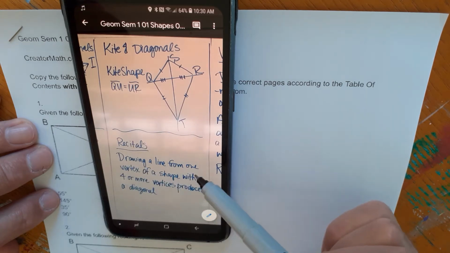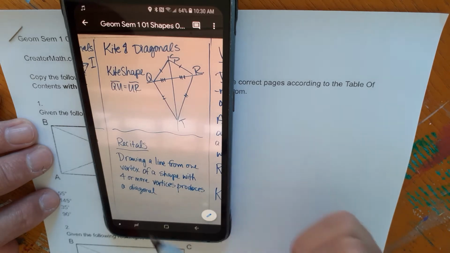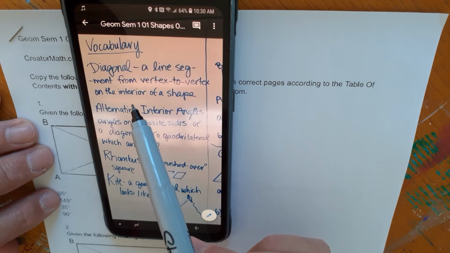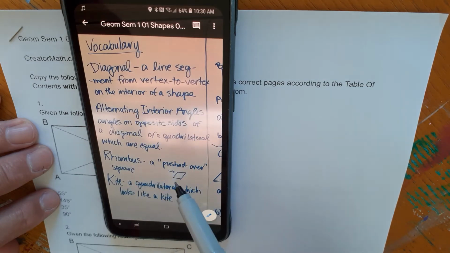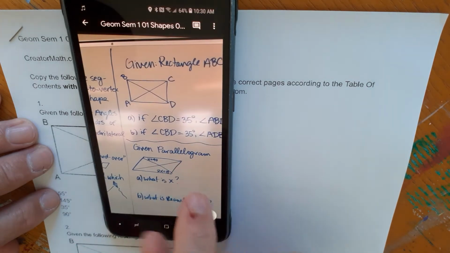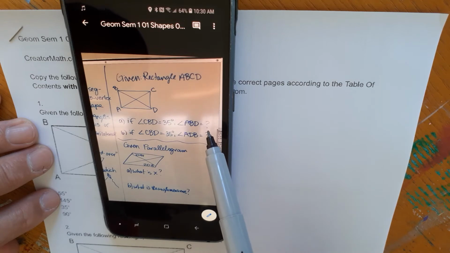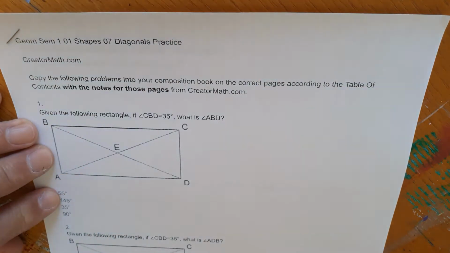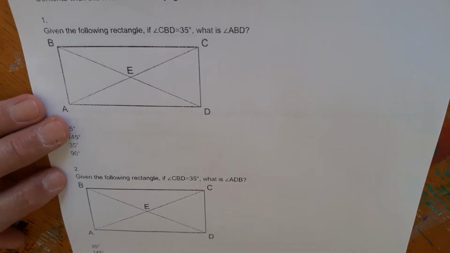Recitals. Drawing a line from one vertex of a shape with 4 or more vertices produces a diagonal. Diagonal, a line from one vertex to the other, alternating interior angles, rhombus, kite, some practice problems asking you if this angle's this measure, what is this one? Please do those, put those in your comp book, and an algebra problem involving that. So I think we're going to see some of those in the practice problems we do right now. Let's get on with that.